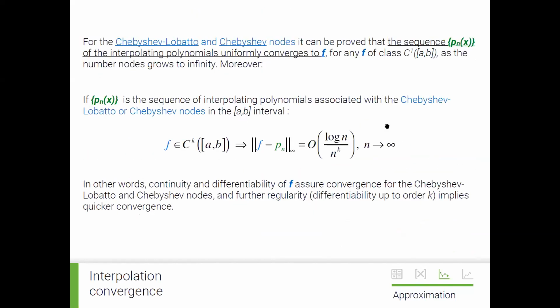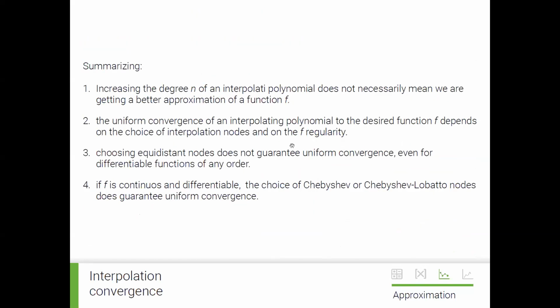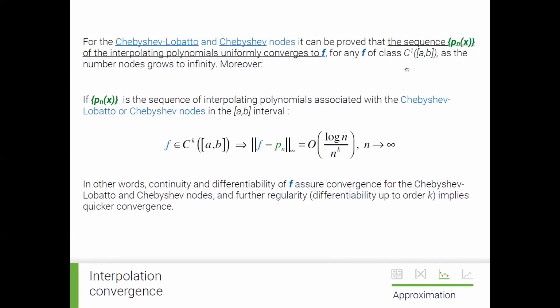So for these nodes, if the function is continuous and differentiable, as also written here, if it is from the C1 class, so it is continuous and differentiable on the interval AB, this gives us that Pn of x uniformly converges to f. And for the class differentiable up to order k, the function also converges. I mean, the Pn sequence converges to the exact function f.